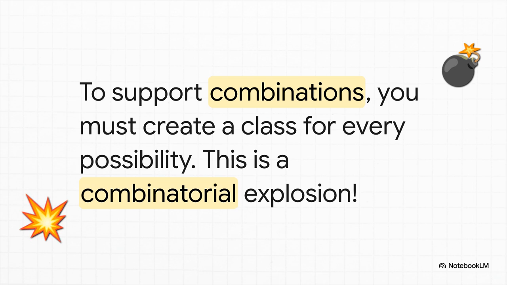To support all the different combinations, you have to create a separate class for every single possibility. A class for email plus SMS, a class for email plus Slack, a class for email, SMS, and Slack. This is what's called a combinatorial explosion, and it is a maintenance disaster. Your code base just balloons, and adding just one new notification channel means you might have to add dozens of new classes. It's completely unmanageable.